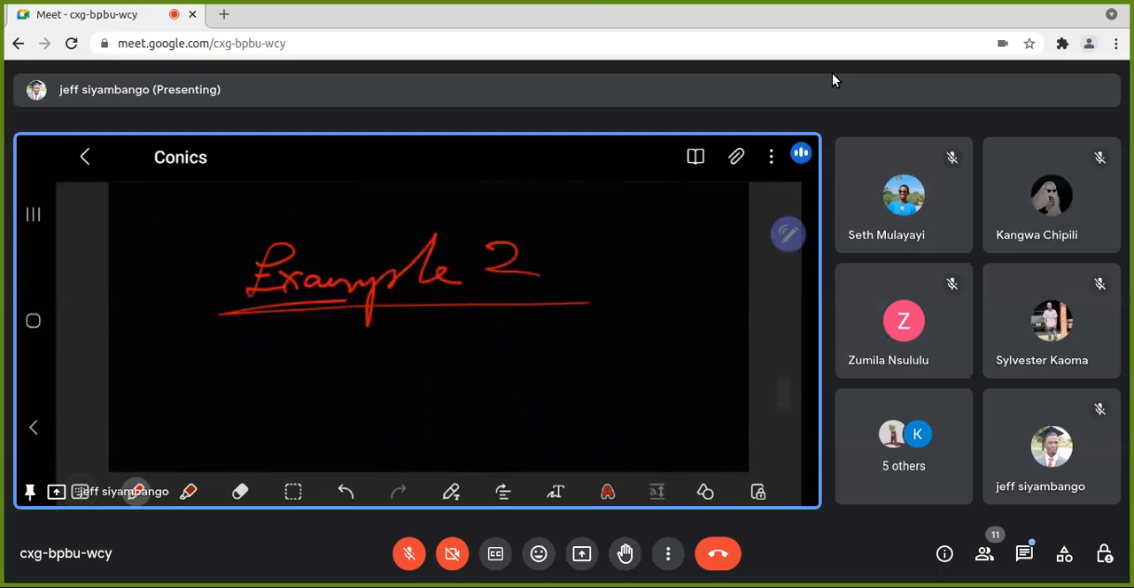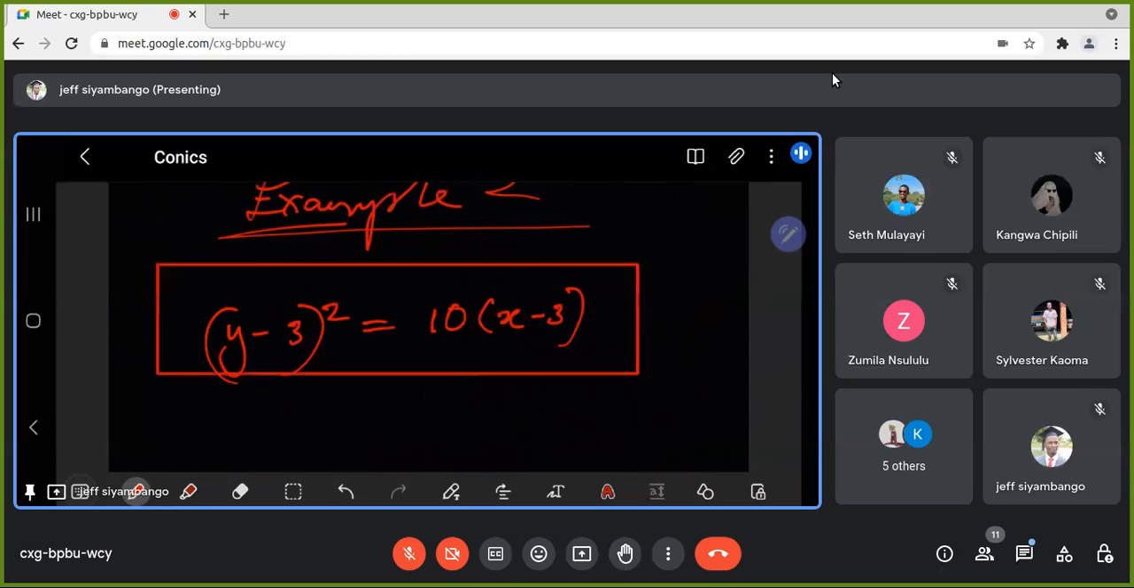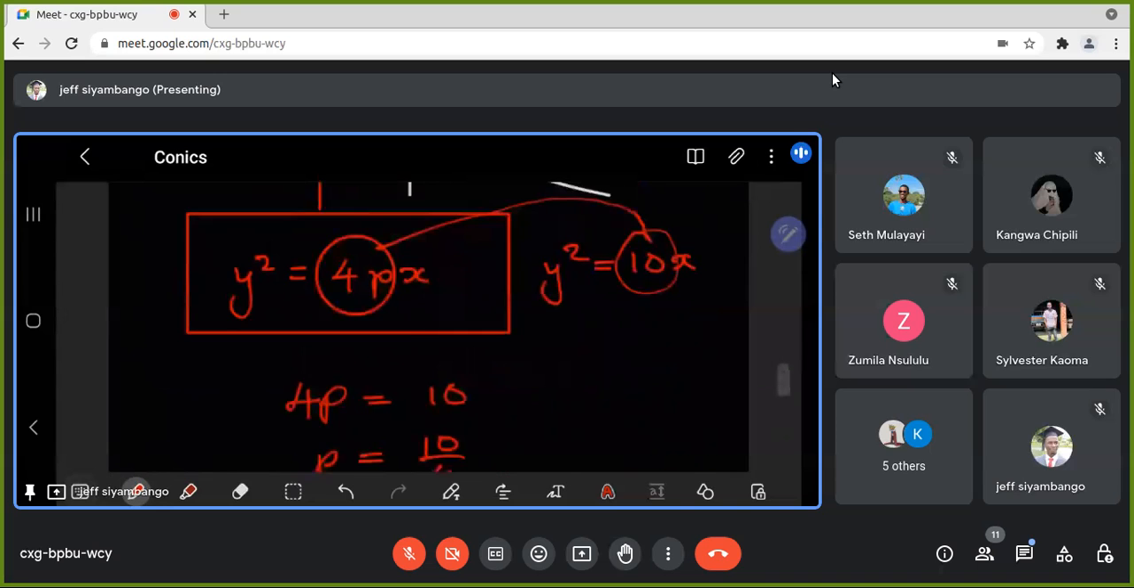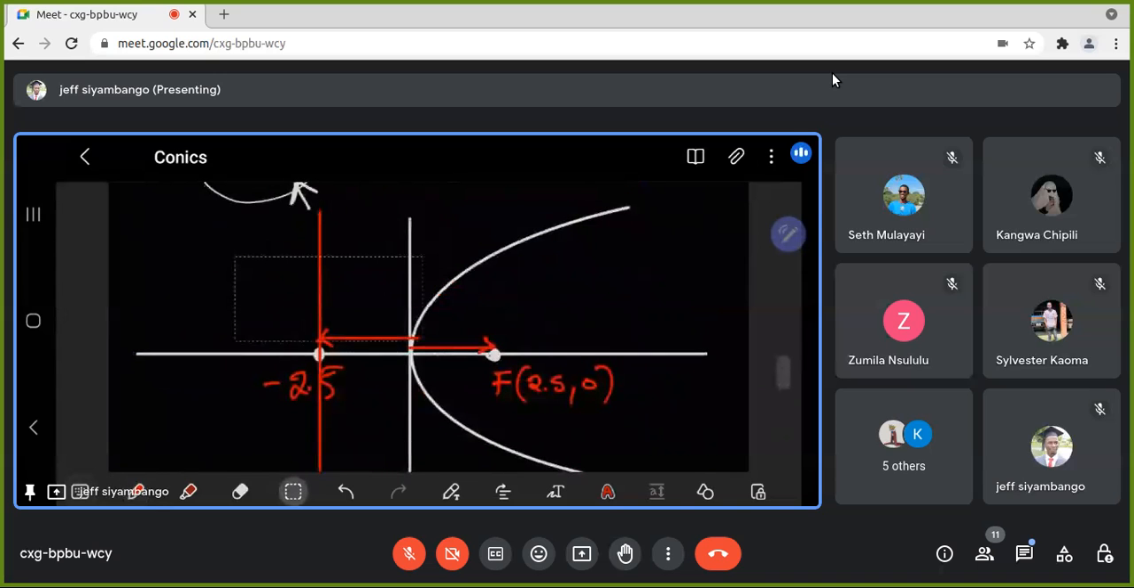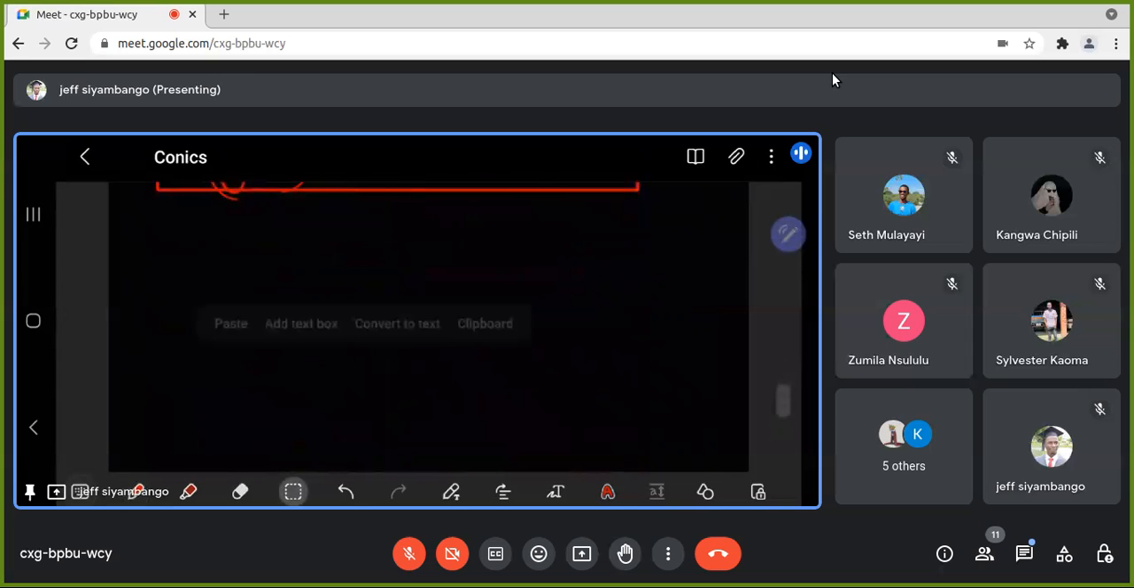If we had the same example, but this time we had (y minus 3) squared equals, let's say, 10, and then (x minus 3). Notice that's the same example as earlier, but now the center has been shifted. Because this is not located at the center, what does it imply? Well, firstly, it's the same thing. The only difference is this is no longer located at the origin. How would we interpret it?